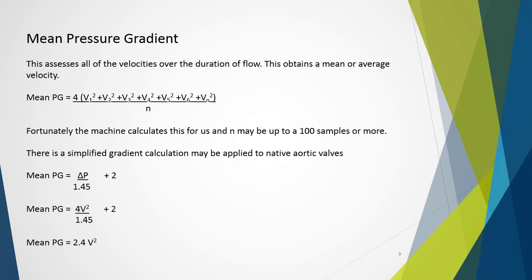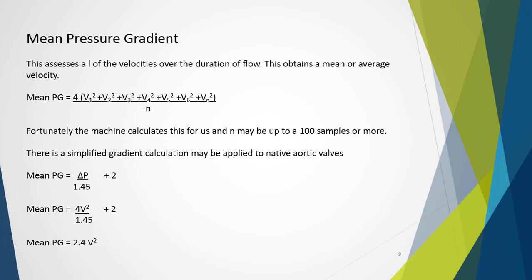The mean pressure gradient is also a useful value utilized in echo for the determination of stenotic lesions. This assesses all of the velocities over the duration of flow. The obtained mean or average velocity is given by the equation as we see here: 4 times the sum of all the velocities under a curve squared, divided by the number of lines that are actually taken. Typically, the machine will put in 100 samples or more. Unfortunately, the machine calculates this for us.